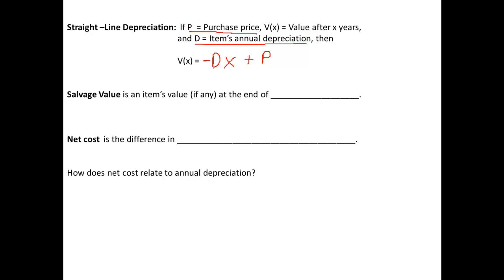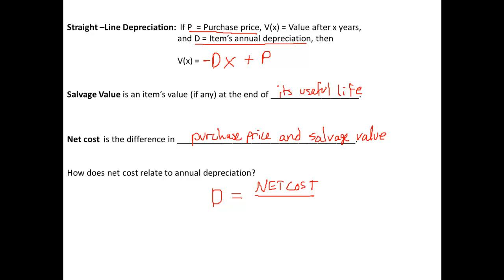Now, sometimes people talk about the salvage value of an item, and that's if it has any value at the end of its useful life. And so the net cost of having something is the purchase price, what you initially paid for it, minus what it's worth at the end of its useful life. So the difference between purchase price and salvage value. And how does net cost relate to annual depreciation? Annual depreciation is the ratio of the net cost to the number of years of its useful life.